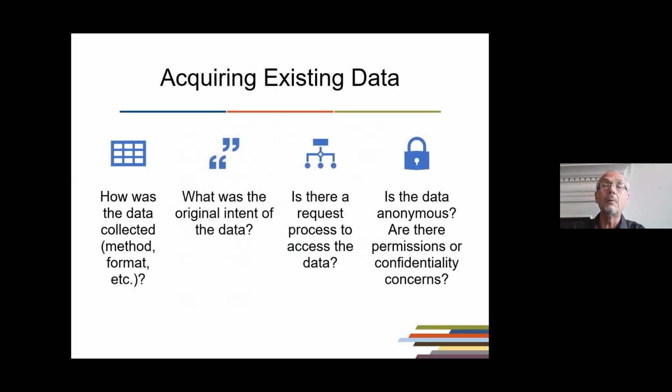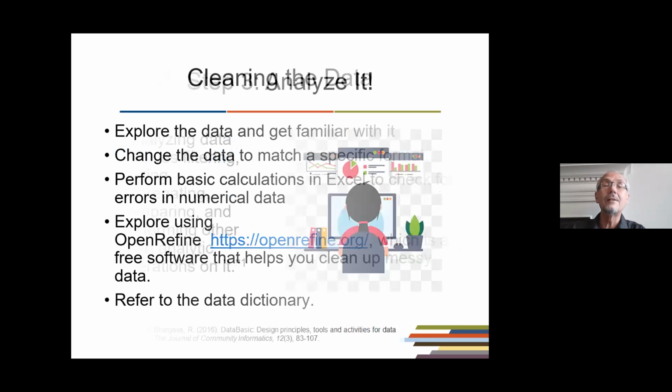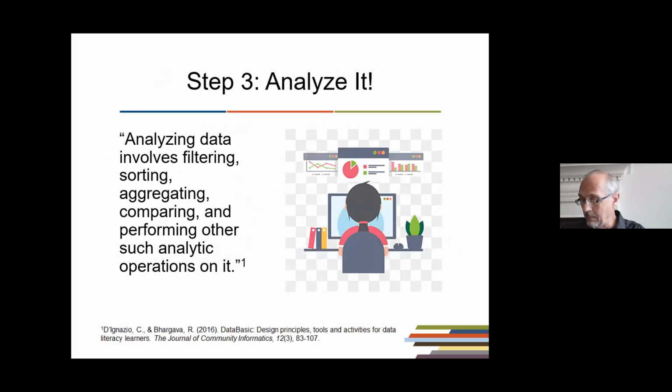Oh, I went the wrong way there. I apologize for that. So step 3, we move into analyzing the data. And this is a very, very important step, because now this is where you're going to start to make sense of the data. And you can analyze data in a way that actually doesn't necessarily represent it with integrity.